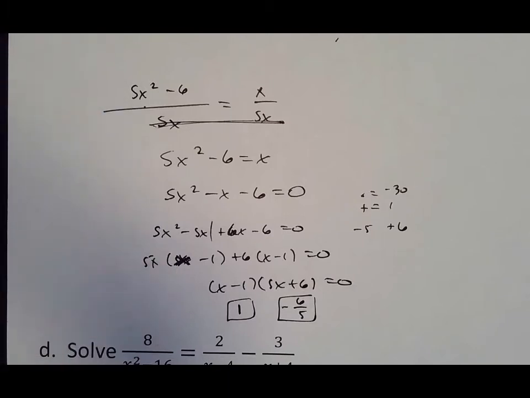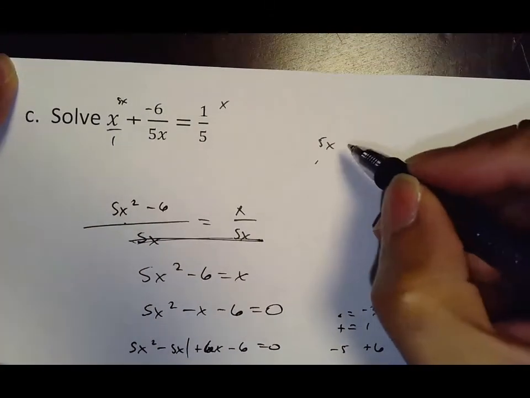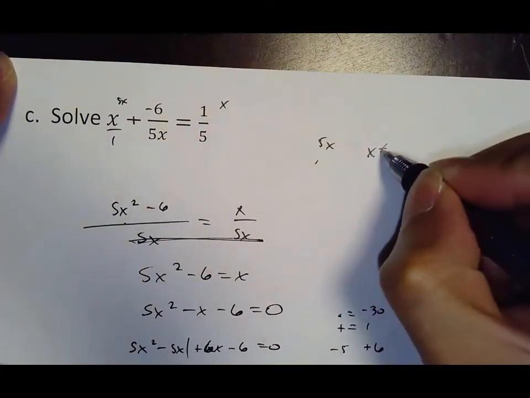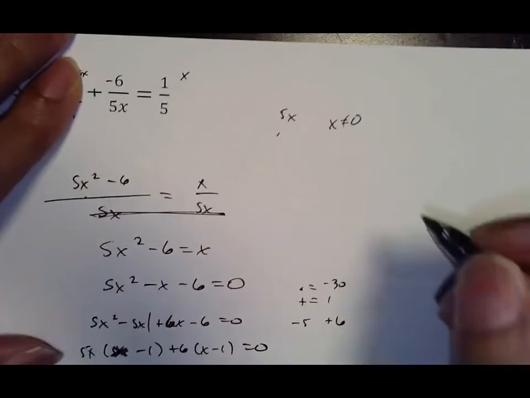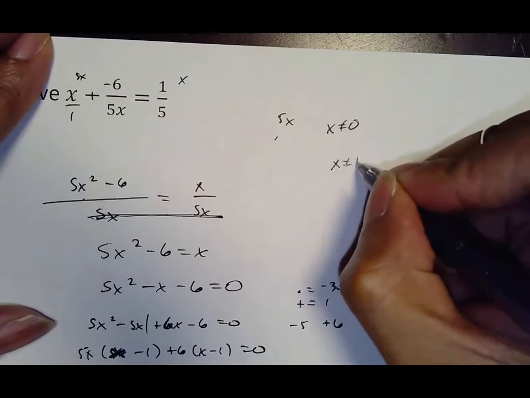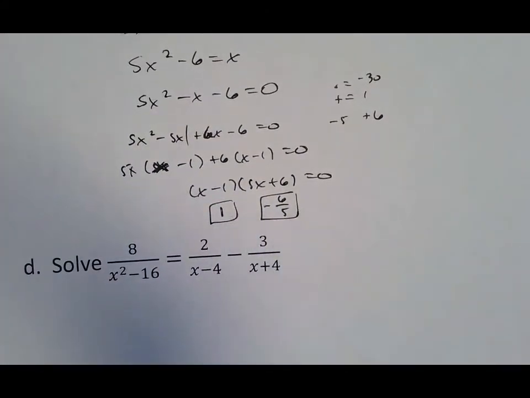But the general idea here is make sure that neither one of these two values breaks your denominator, which is 5x, where x cannot equal 0. And as long as that's the case, then both of those work. But if, for example, it said x can't equal 1, then that would be what we call extraneous, and it would just be the negative 6/5.